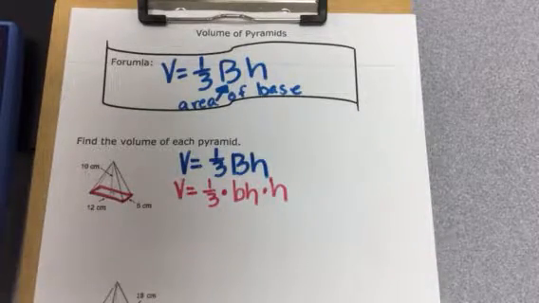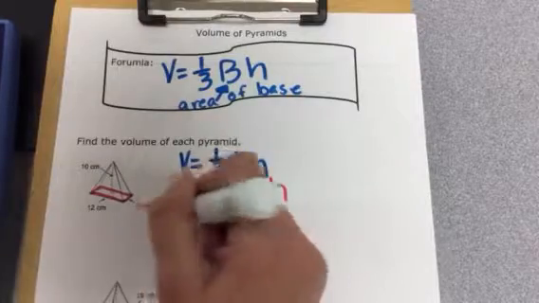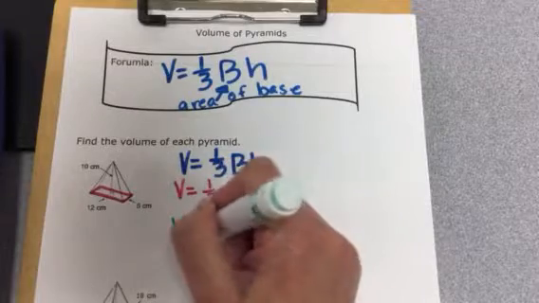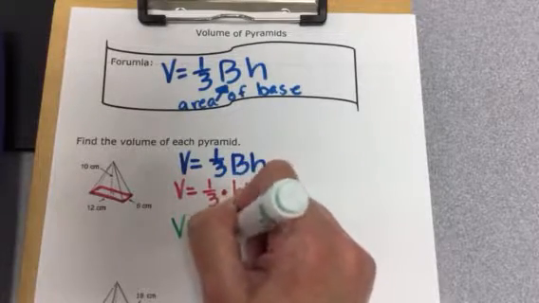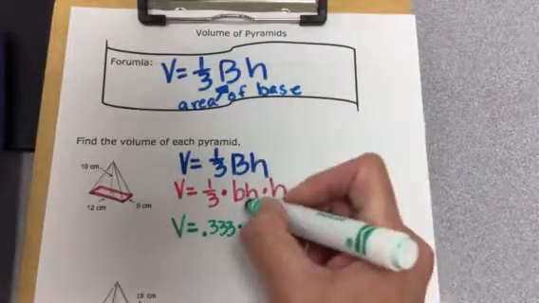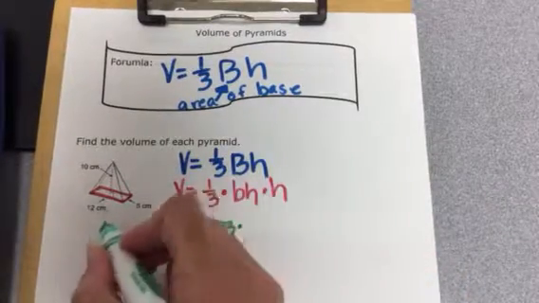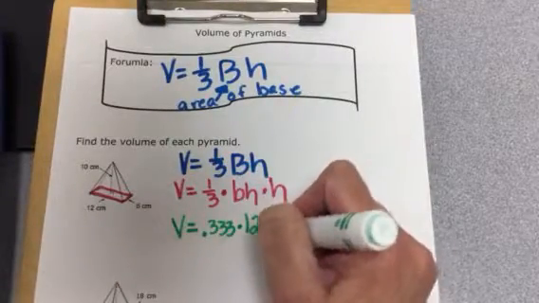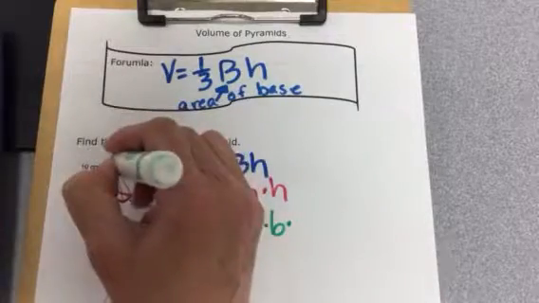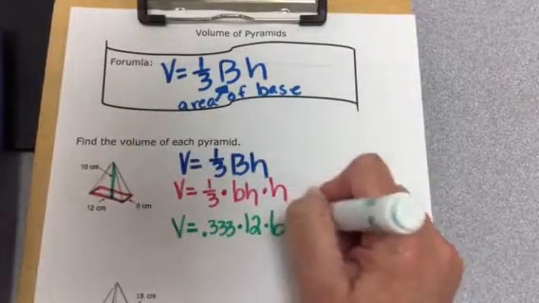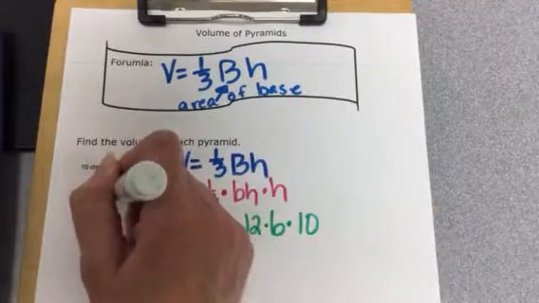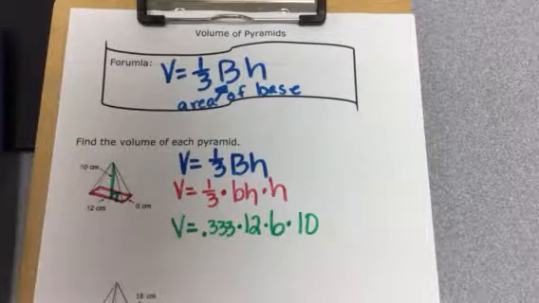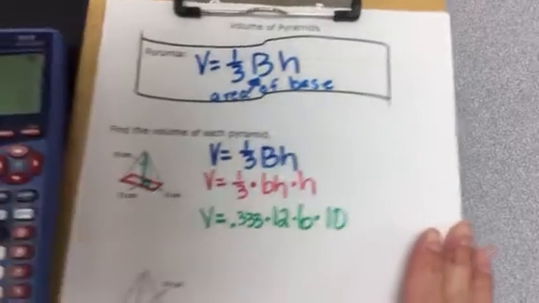That's step 2. Step 3 is to plug your values in. The volume is equal to 1/3, which can be 0.333, times the base of the base, which is 12. The height of the base is 6. And the height of the whole figure is 10. Notice how it is at a right angle to the base. The height always has to be at a right angle to the base. Now our last step will be to solve.